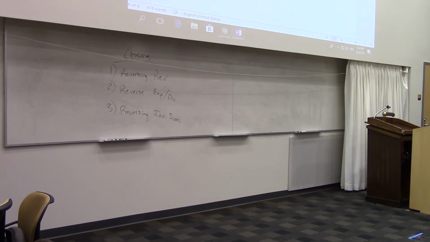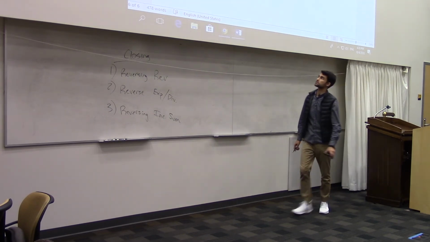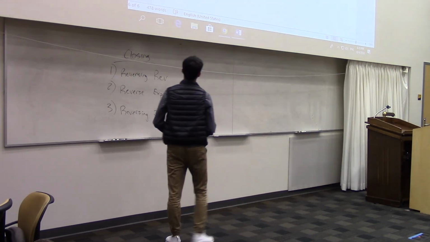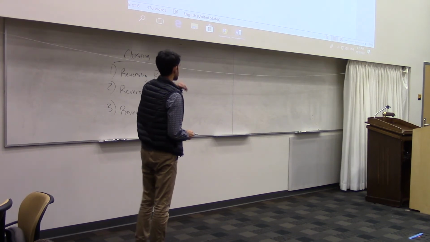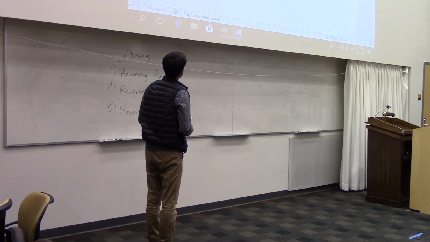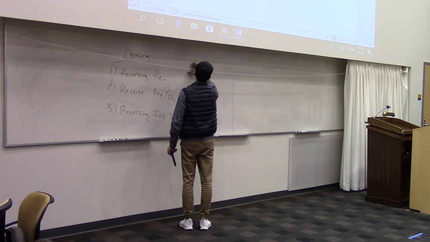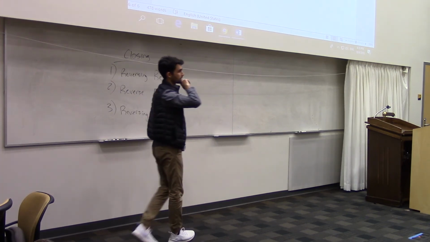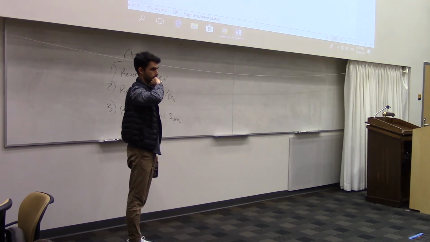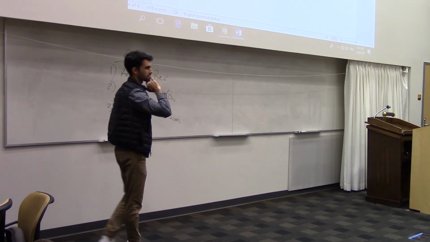Okay, so here's a list of all of our temporary accounts. Temporary accounts are the revenues, the expenses, and dividends. So reversing the revenue. What's my journal entry going to look like? You guys learned closing entries, right?